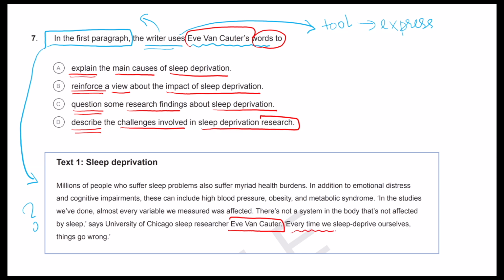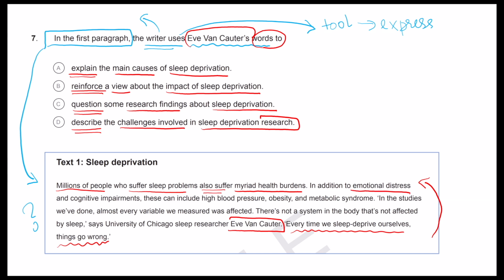Every time we sleep deprive ourselves, things go wrong. But because this is towards the end, to find out what these words are exactly used for, we need to start from the top of the paragraph. So we start reading from the top, and as we read, we underline the key terms. So let's start underlining. Millions of people suffer sleep problems, also suffer myriad health burdens. Myriad means many. So what are these sleep problems or health burdens?